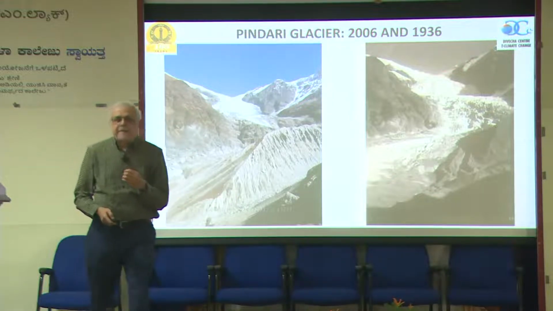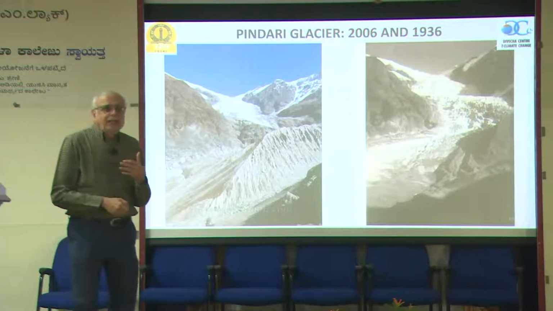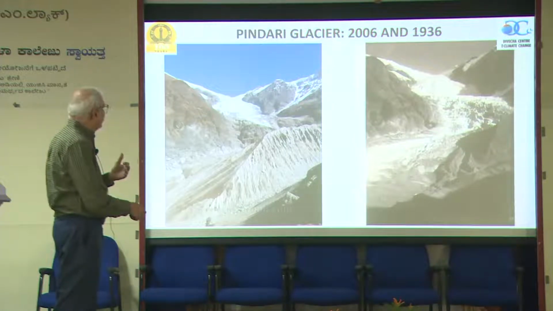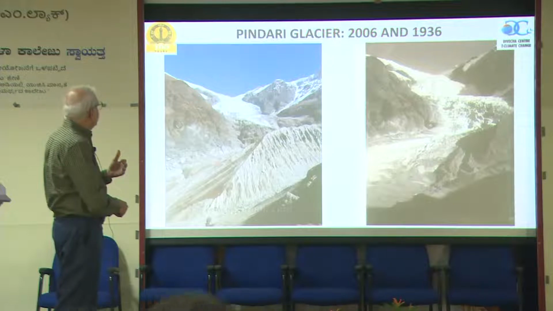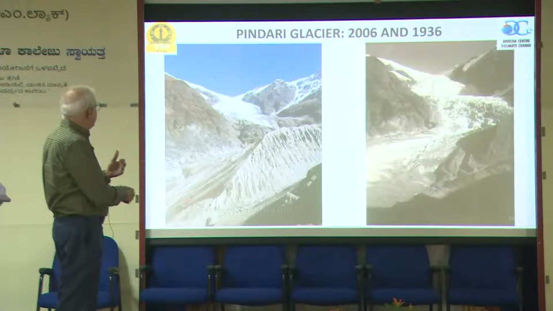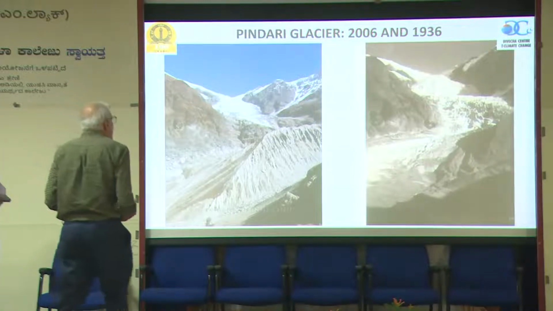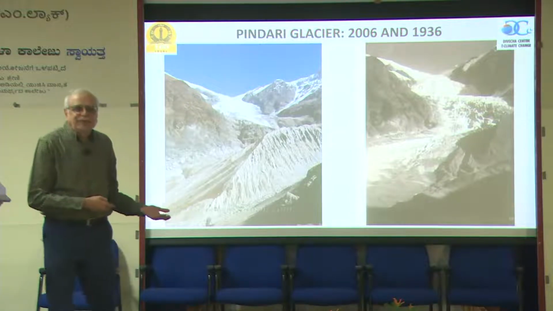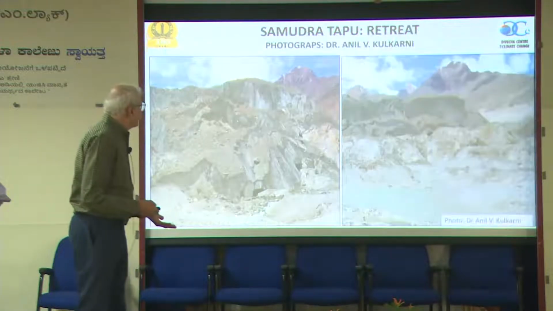This is the Pindari Glacier, which is in Uttarakhand. And you can see how huge this Pindari Glacier was in 1936. And this photograph is taken in 2006. This entire patch over here has completely gone, and glaciers are now confined to the higher reaches. So as of now, the glacier is somewhere like this. So for those who argue whether glaciers are retreating or not, some of these photographs are clear examples.